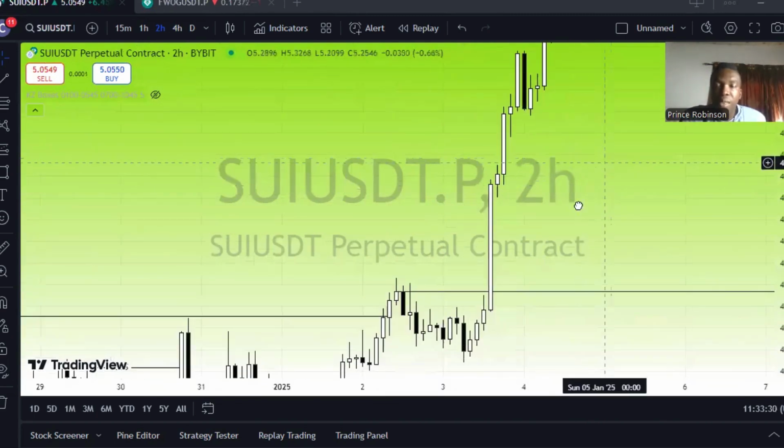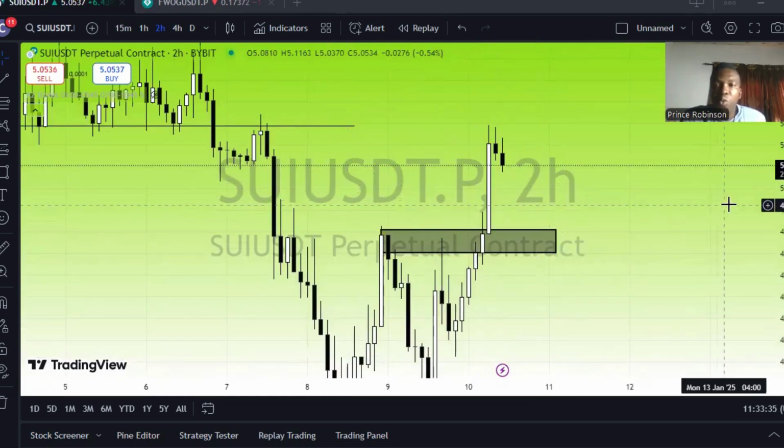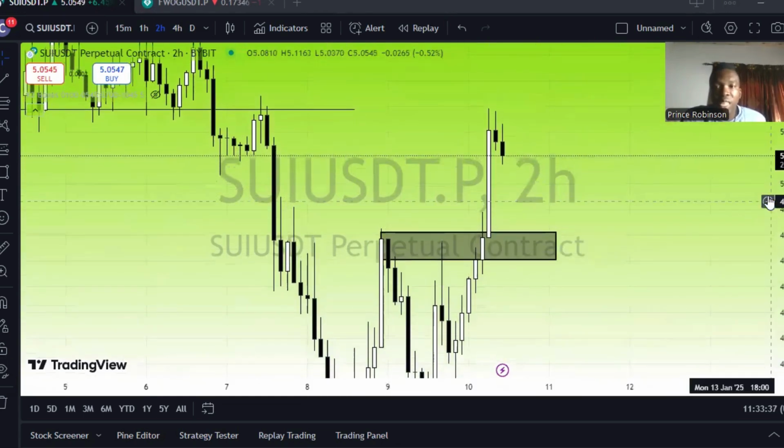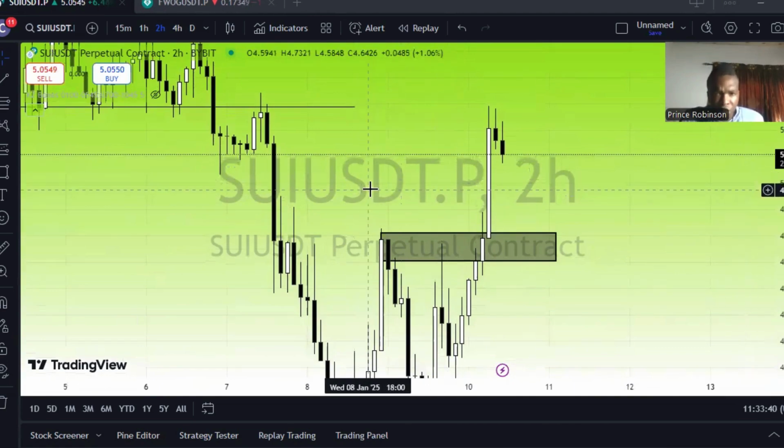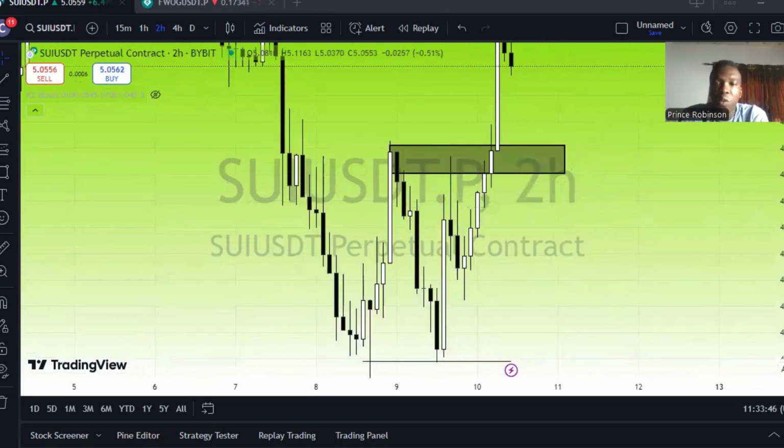At least you guys have seen my reasons. Okay? You guys have seen my reasons. Now I'm going to drop analysis for you guys here. This is SUI USDT on 2 hours time frame. SUI on 2 hours time frame.